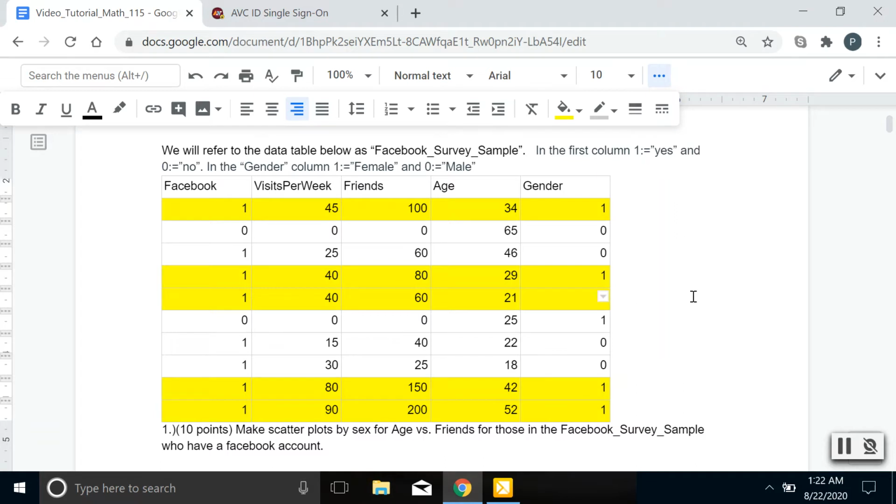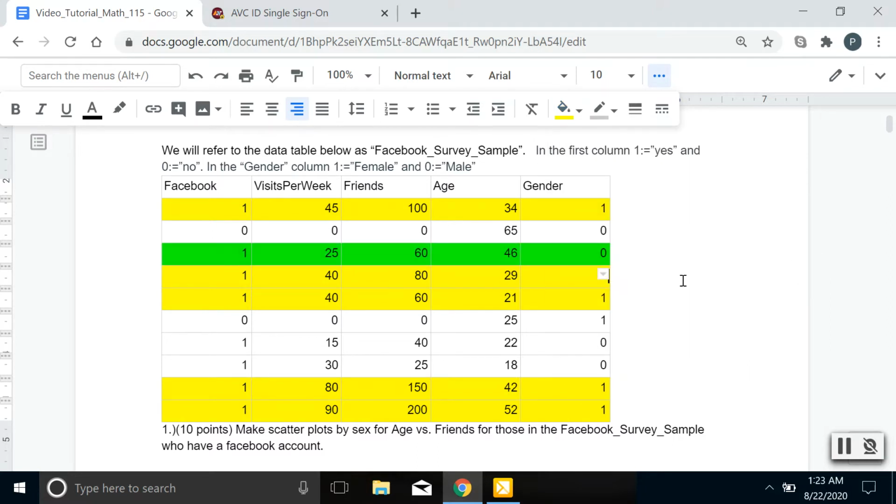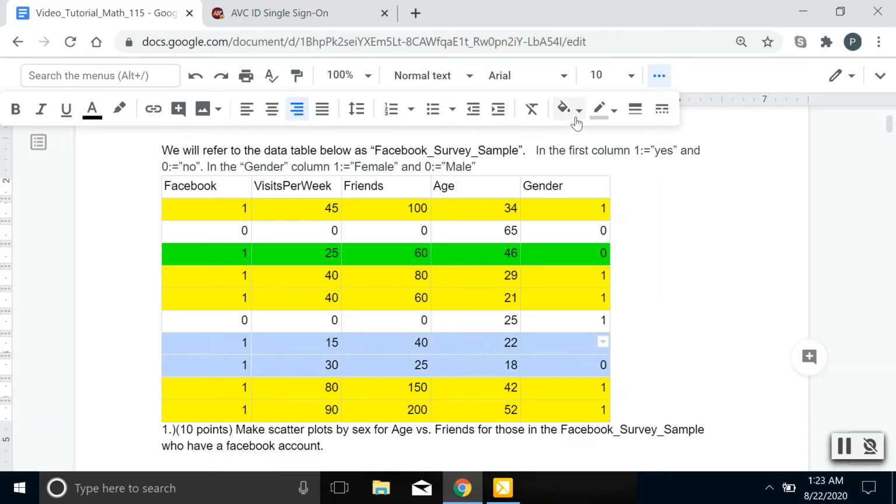So this person doesn't have Facebook, so we won't count those because we're just looking at scatter plots, ages versus friends, in the Facebook example, for those who have Facebook accounts. So I would not include that one because that's a 0. But I include this one, that's a male. So let's make that color, say, green for the males. And this person doesn't have Facebook, this one does, and it's a male, these two here, still in green.